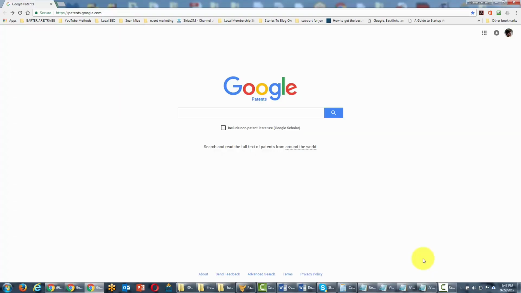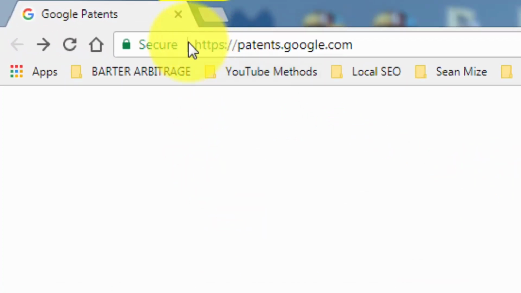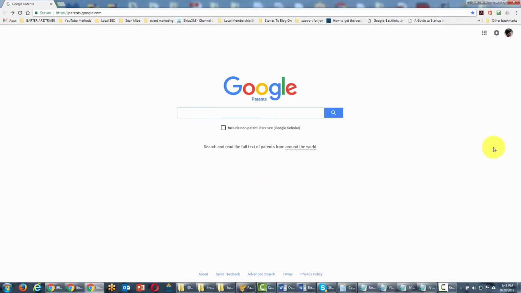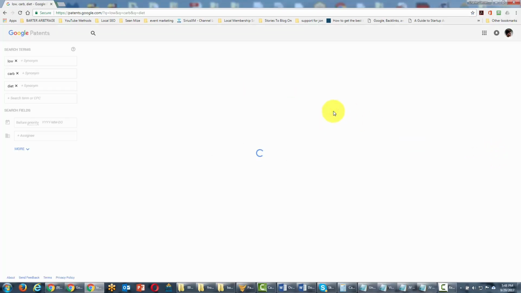Now, another way to look at our keyword is to look at it within a patent search. And Google has a patent search at patents.google.com. And you can actually access that website. And what you're going to do is you're going to write in your term. In some cases, you may have to narrow the term. In some cases, you may have to broaden the term.